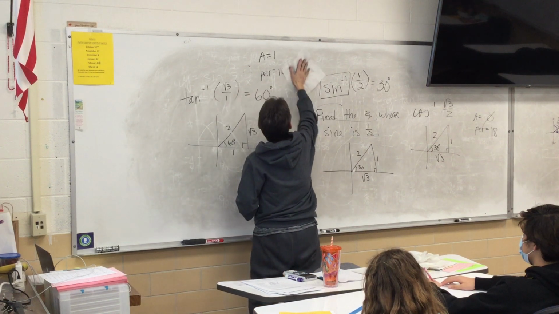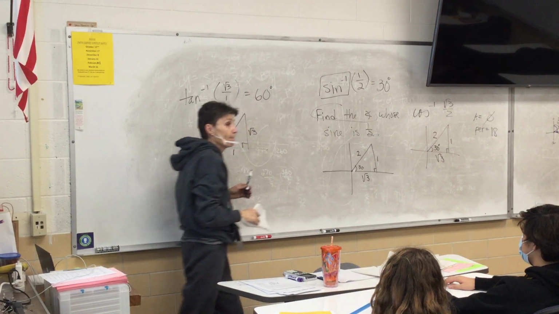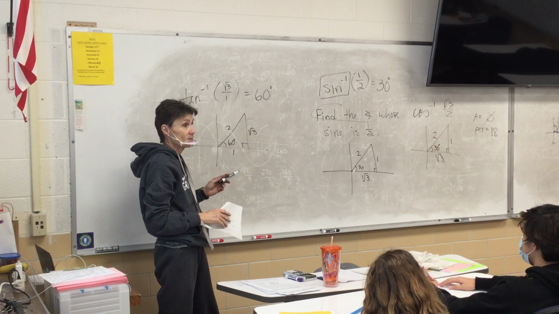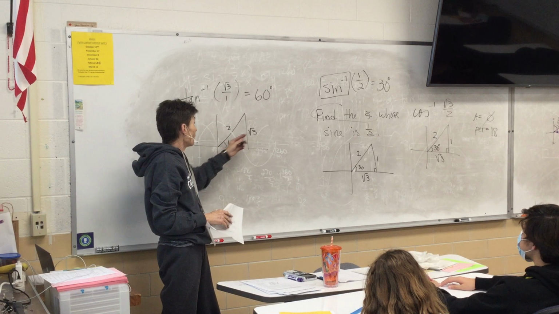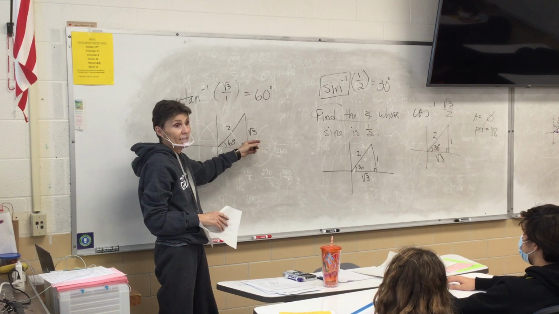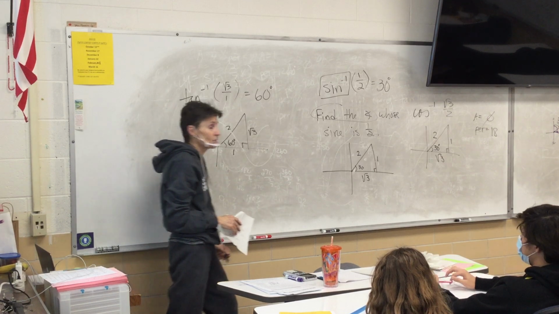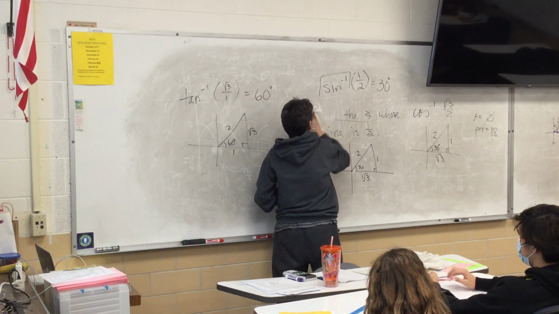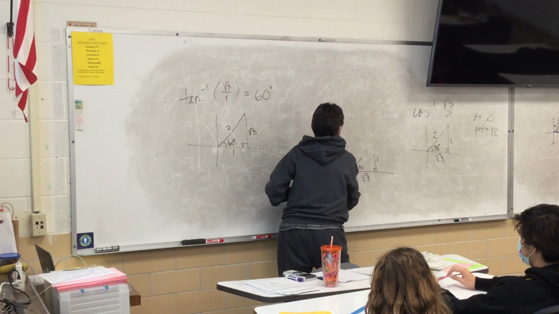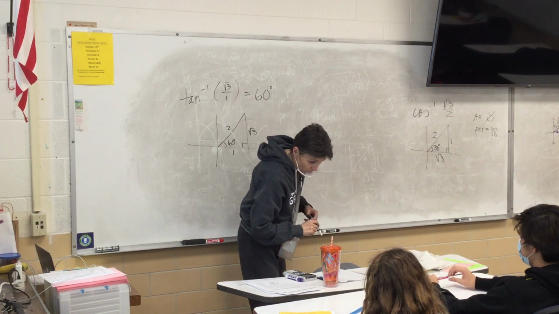How did you know to put the √3 on? Remember, tangent is opposite over adjacent. So the opposite, this is always my angle here at the origin. Opposite has to be √3 and adjacent has to be 1. That's the definition of tangent. What's next?